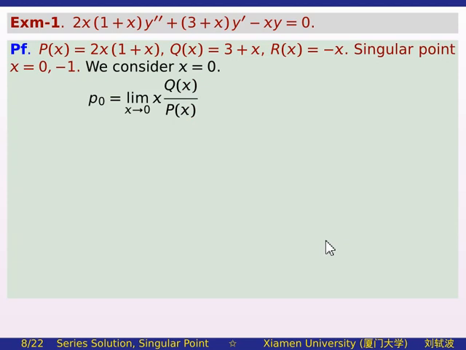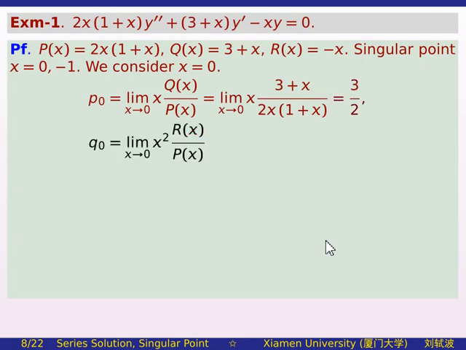Then we compute the coefficient small p0, which is this limit, substituting our q(x) and p(x) into this function. We are required to evaluate this limit, and it is easy to find. That is 3 over 2. Similarly, q0 is the limit of this function, which can also be easily evaluated, which is 0.